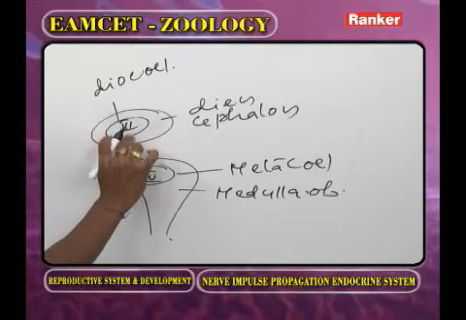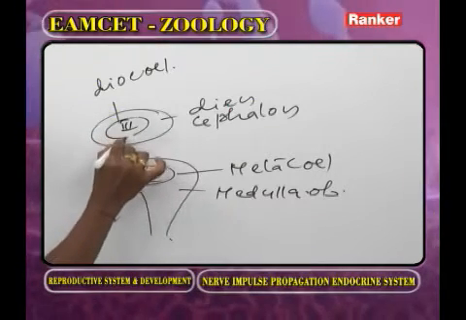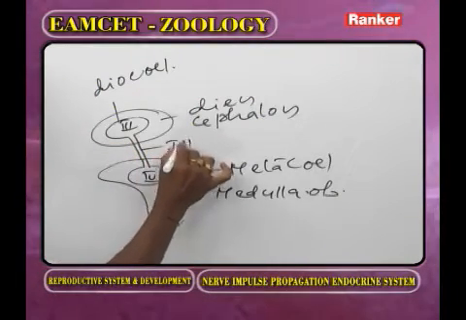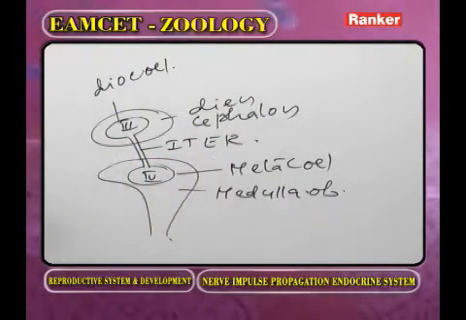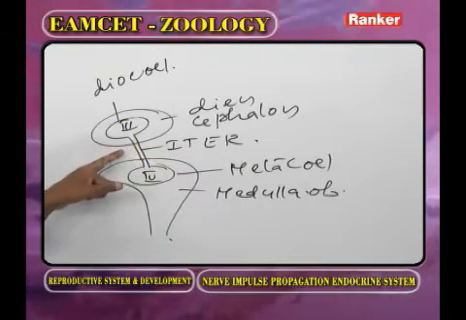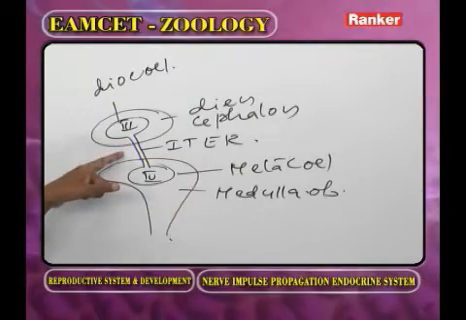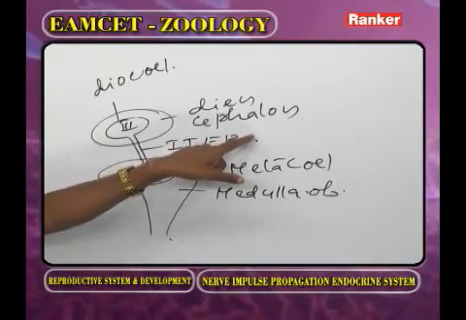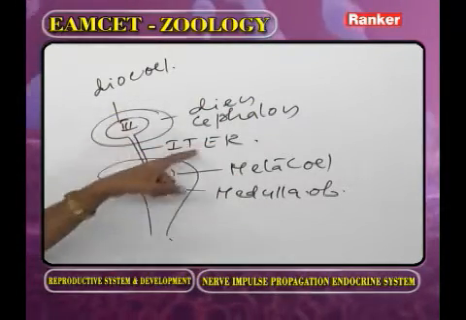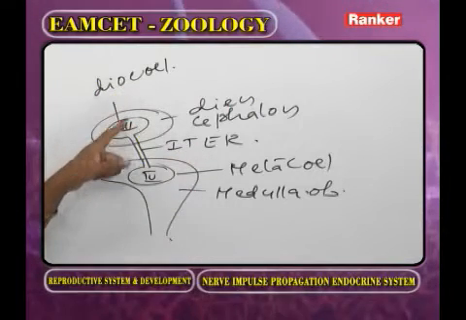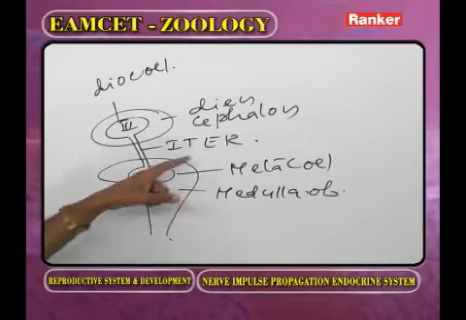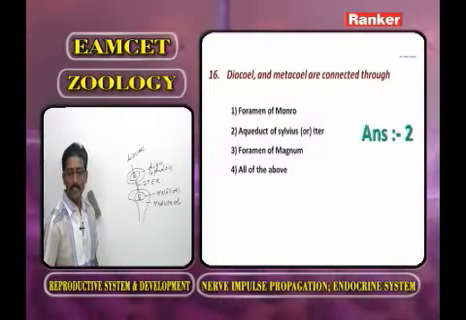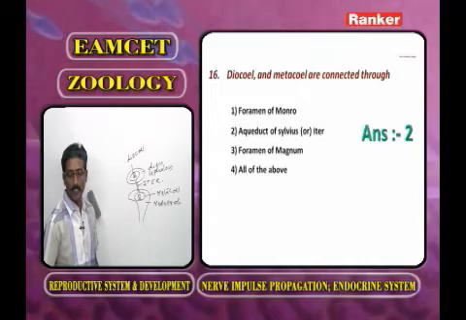Now the diocele opens into metacele through a canal that we call iter. Where is it present? In the midbrain. What is the canal present in the midbrain? Iter. What is the other name of iter? Aqueduct of Sylvius. What type of cavities are communicated through iter? The diocele, that is the third cavity, is connected to metacele, that is the fourth cavity. Here the answer is aqueduct of Sylvius or iter. Now we go for the next question.